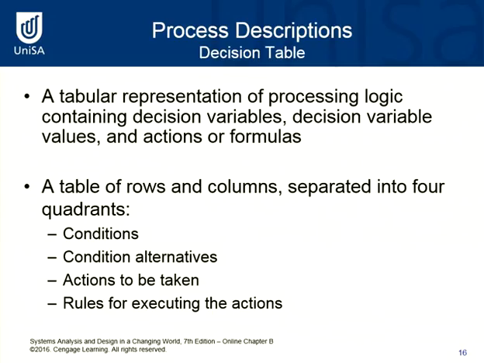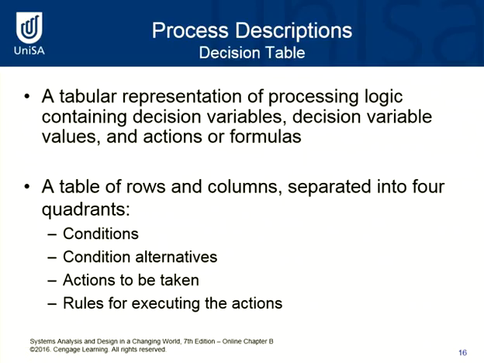The next thing we could do to present logic or decisions or rules about what happens in a given process is through a decision table. What's a decision table? It's pretty much a tabular representation. So not a lot of words going on here, but it's more of a table of processing logic. What's in that table? We've got decision variables, we've got values, and we've got actions. We have our table of rows and columns, and it's typically separated into four quadrants. The four quadrants are our conditions, our condition alternatives, what actions need to be taken based on those conditions, and the rules for executing the actions.